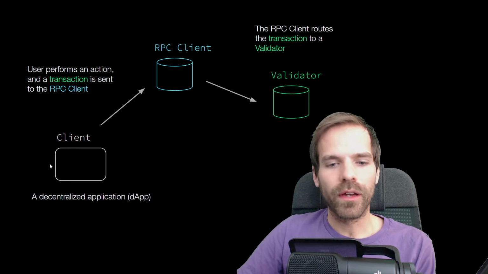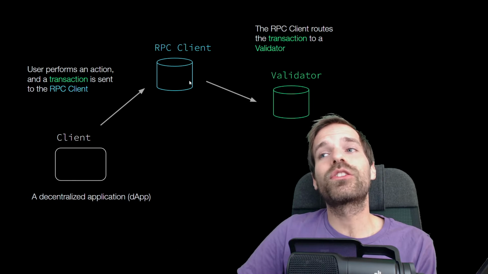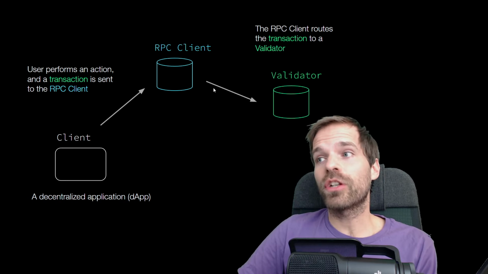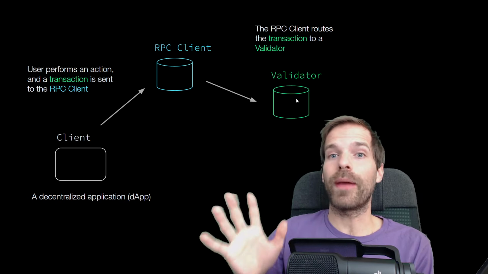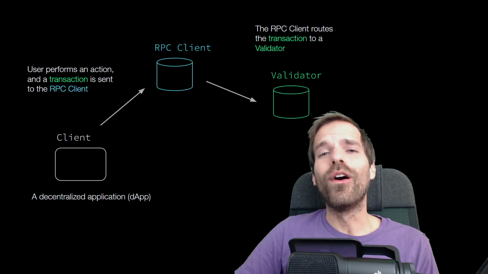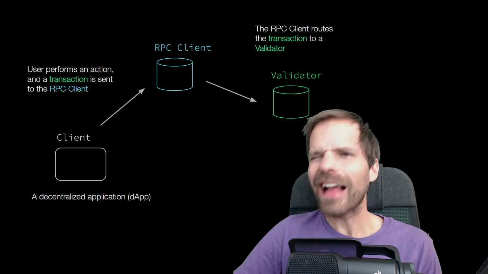So to recap, our client, our script, whatever, sends a request to the RPC client, which then checks the transaction and forwards it to the validator. So much for the basics. We need to understand that to make sense of commitment levels. Now we can talk about commitment levels and what they are and why the heck we need them.